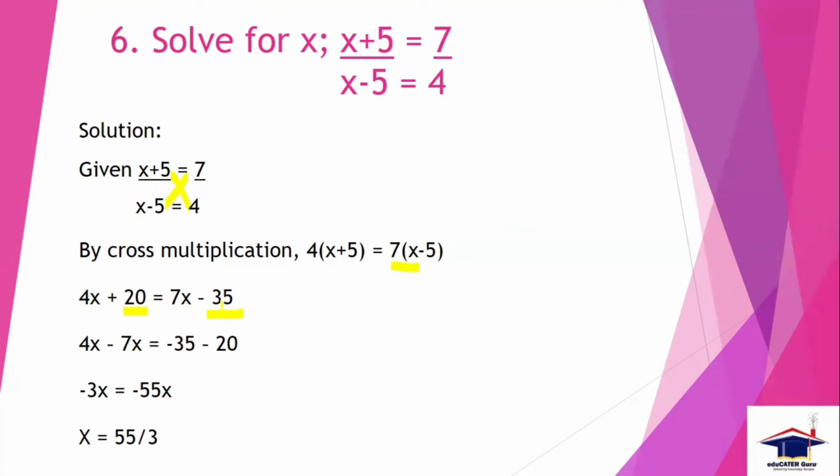So bringing all x values to the left hand side and the numerical values to the right hand side, it becomes 4x minus 7x equals minus 35 plus 20. So minus 3x equals minus 15. So here left hand side, right hand side minus will get crossed and becomes positive. X equals 15 by 3. This is how you solve when you get a fraction equation.